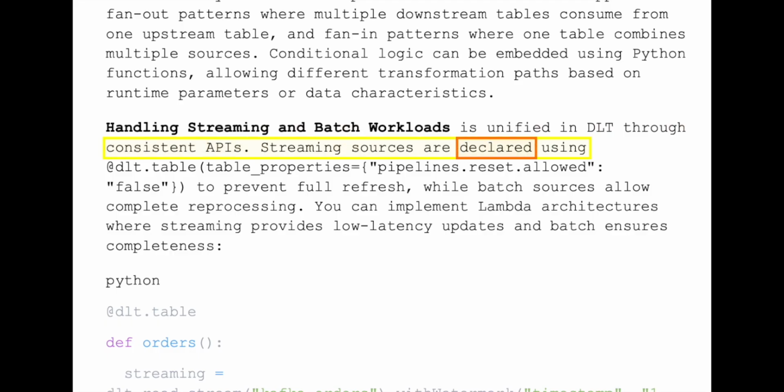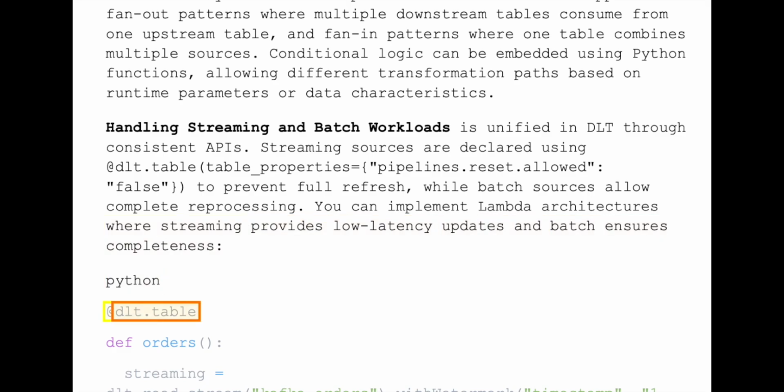Streaming sources are declared using @dlt.table, table_properties equals pipelines.reset.allowed false, to prevent full refresh, while batch sources allow complete reprocessing. You can implement Lambda architectures where streaming provides low latency updates and batch ensures completeness.